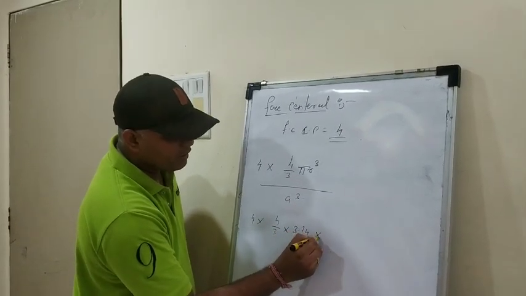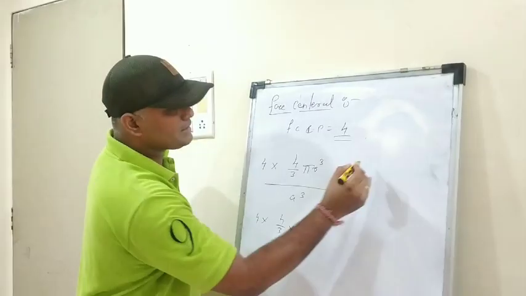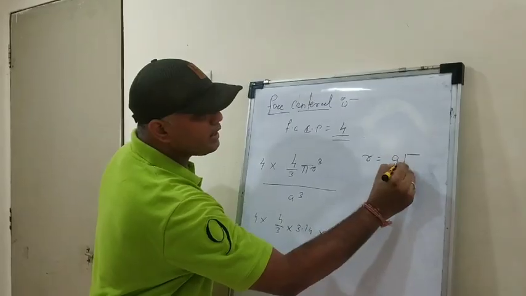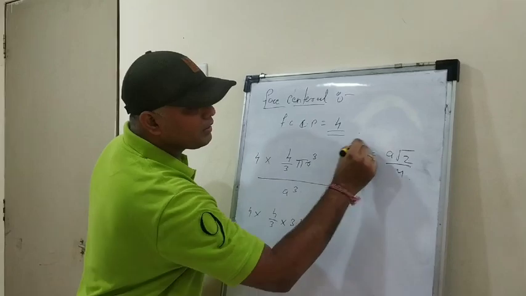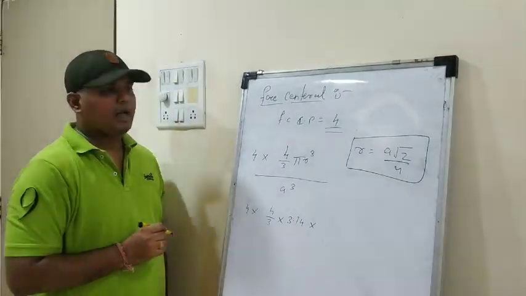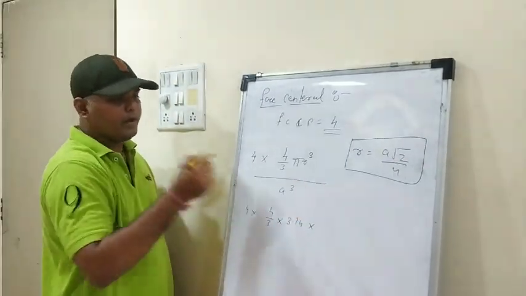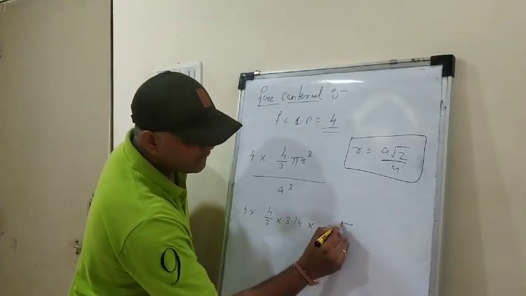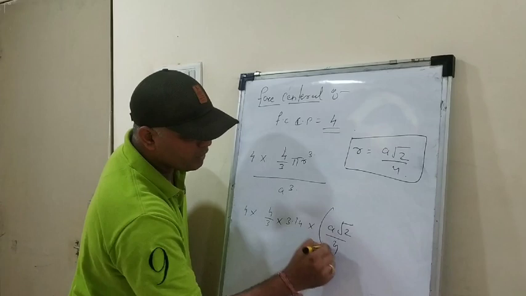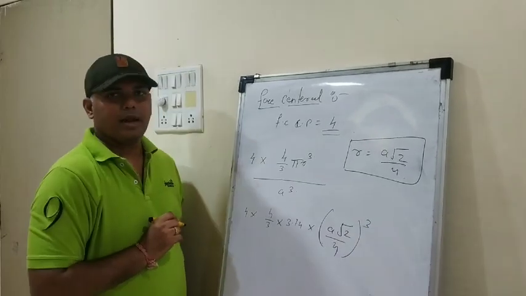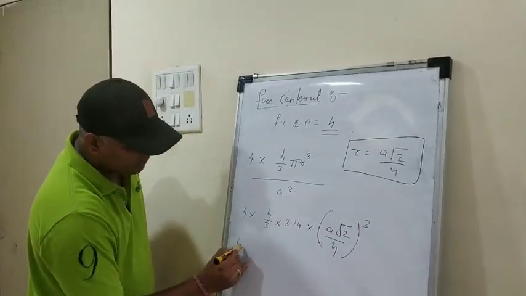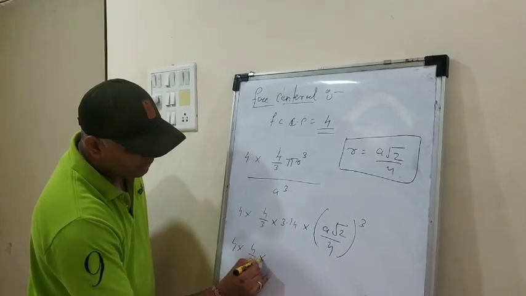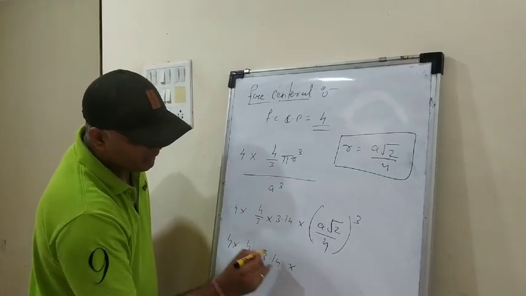Now what is the value of r for the face centered? R is equal to a under root 2 by 4. This is the value, right? R is equal to a under root 2 by 4. Then we will substitute this a under root 2 by 4 cube. Now let's do the calculation: 4 into 4 by 3 into 3.14 divided by a cube.